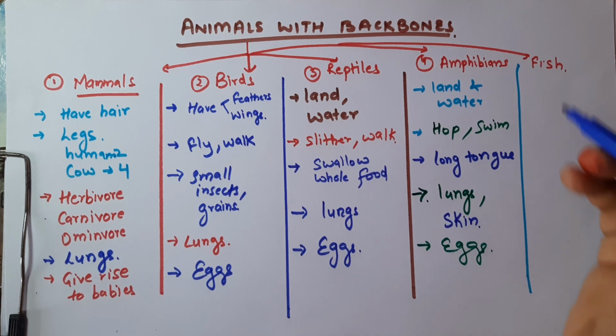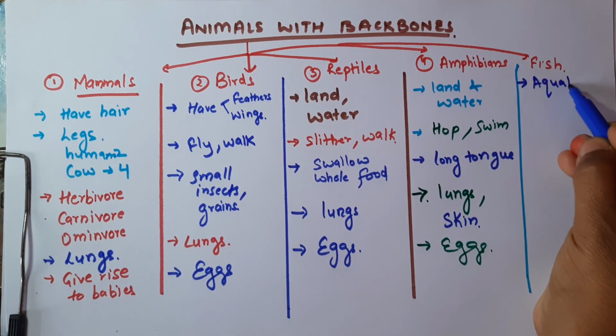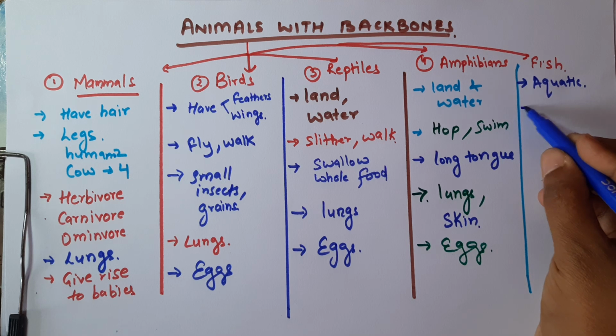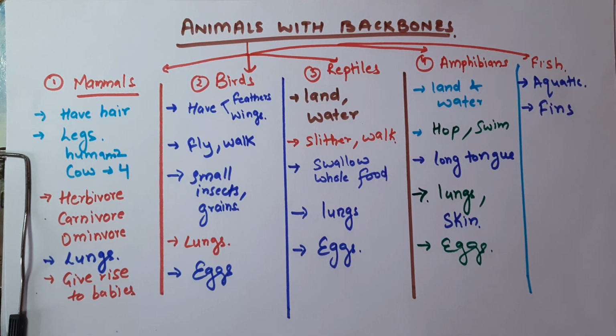Now let's talk about the fish. We know that it's aquatic. It will die if it comes outside the water. So it stays in the water only. The movement is through fins. Fish don't have legs, right? So it has fins instead. Nature provides every locomotory species something to move.